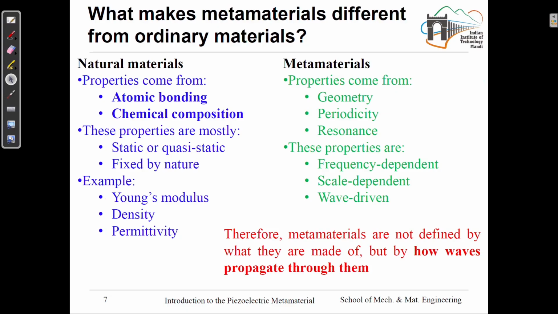Hence, you can see what makes metamaterial different from ordinary materials like natural materials. In natural materials, the properties come from atomic bonding and chemical composition, and these properties are static. They cannot vary, and they are fixed by nature. Examples are modulus, density and permittivity. In metamaterials, the properties come from geometry, periodicity, and resonance, and these properties are frequency dependent.